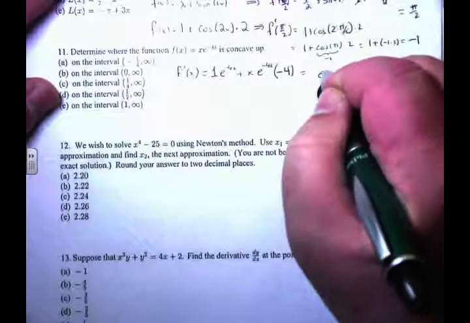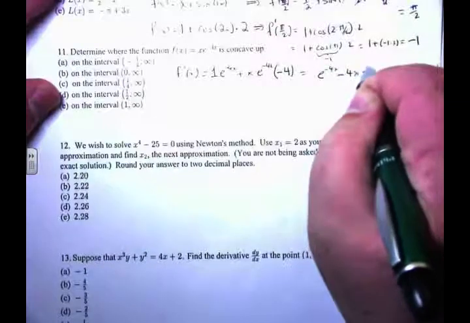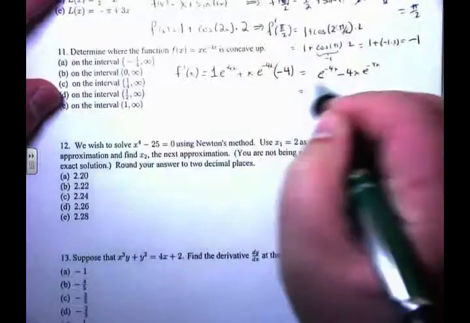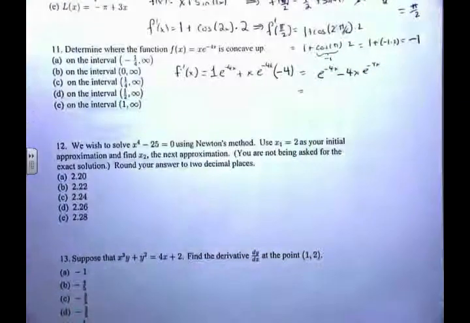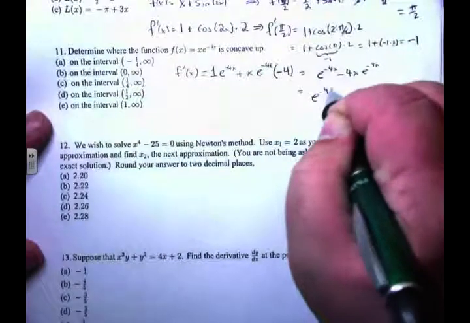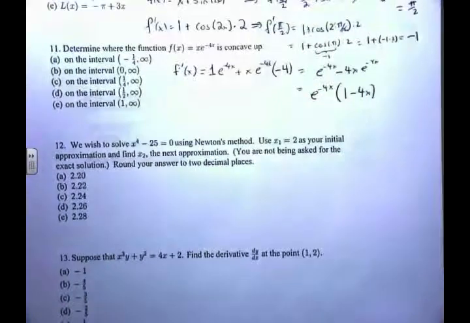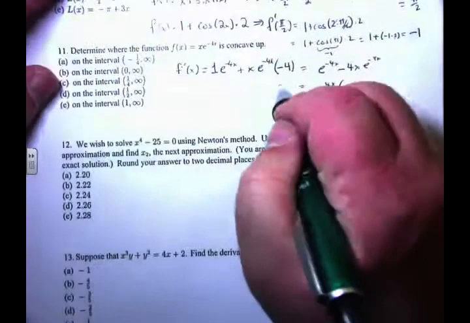This is equal to e to the negative 4x times 1 minus 4x e to the negative 4x. What do I have in common over here? I got e to the negative 4x minus 4x e to the negative 4x. Well, I got an e to the negative 4x in common. I factor it out, I'm left with 1 minus 4x. Does that make sense? But that is my first derivative. I got to take a derivative again.